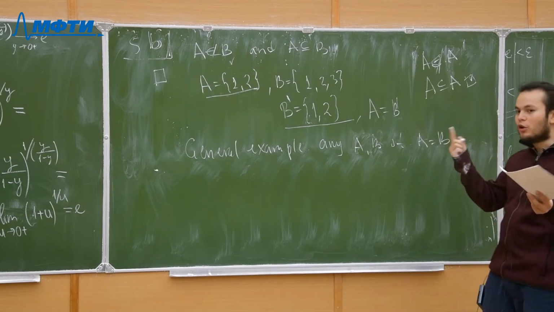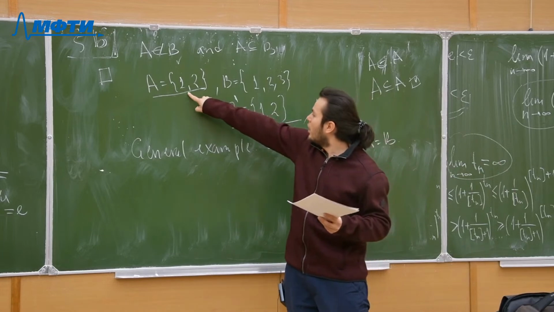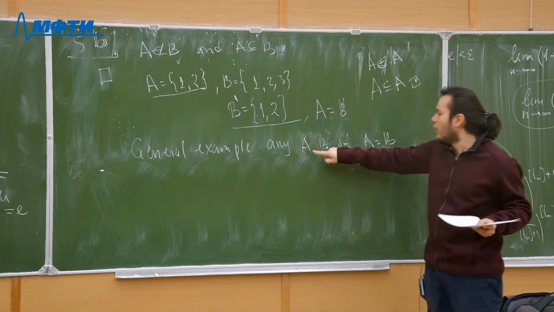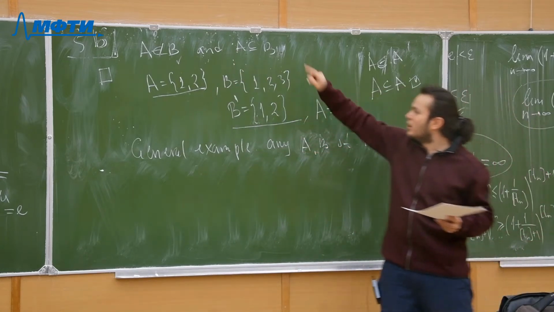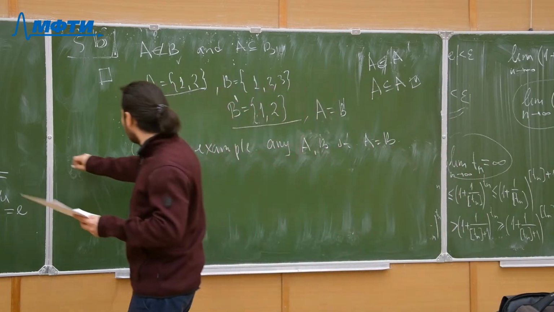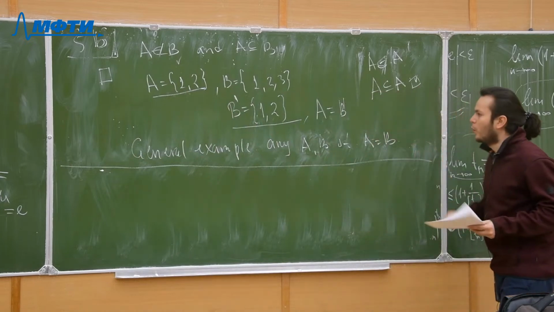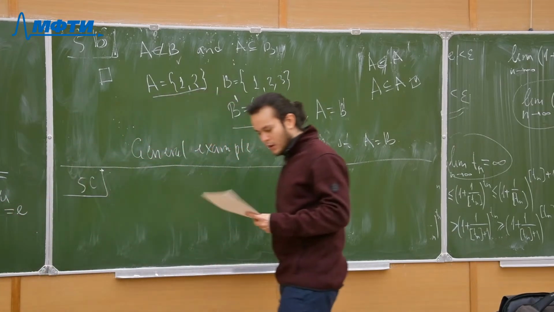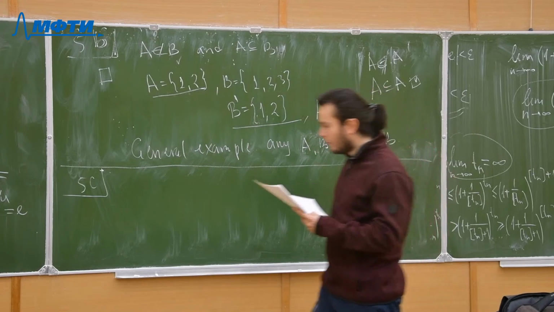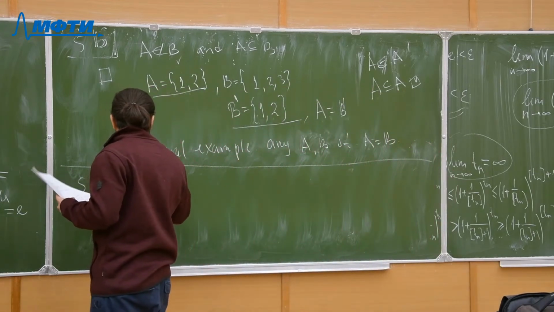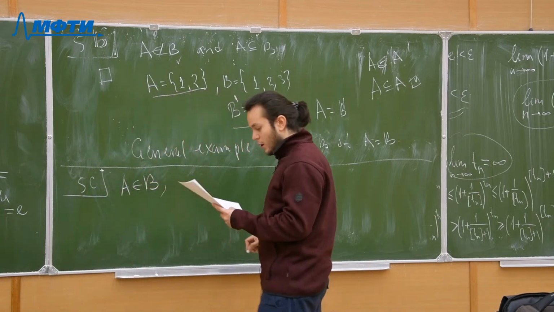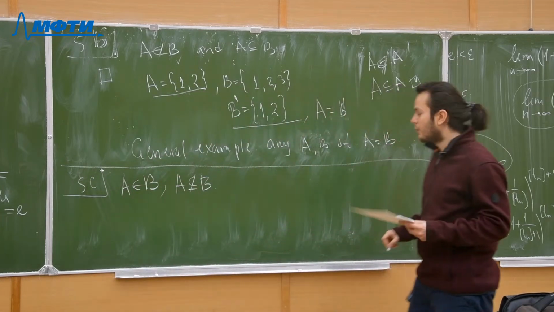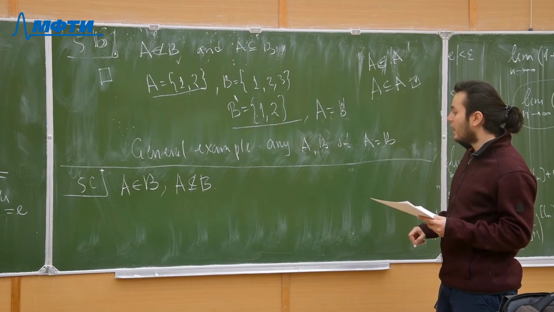Not the only one, because we have here that A is not equal to B, right? But this holds. But in any case, if we have any A and B and they are equal, then this holds. Okay? I hope this is clear. So we can move forward with 5C. And in 5C, we have to give an example of A that belongs to B, and A is not a subset of B, right? A belongs to B, but A is not a subset of B.